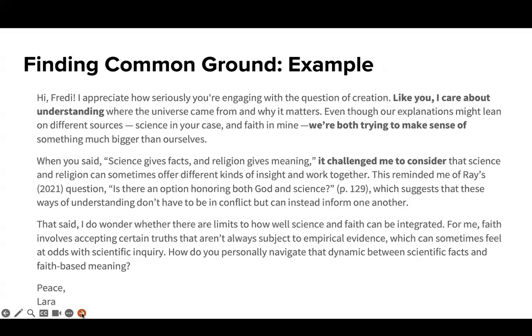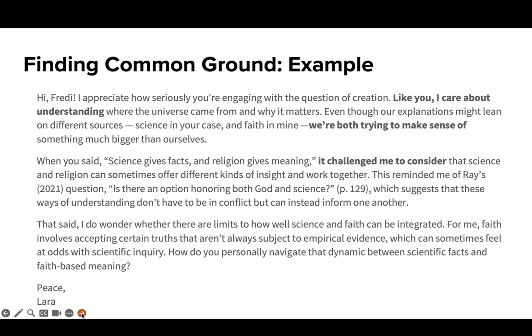So here's an example of perhaps your classmate has written a reply and you are then replying to them to keep the conversation ongoing. Hi, Freddie. I appreciate how seriously you're engaging with the question of creation. Like you, I care about understanding where the universe came from and why it matters. Even though our explanations might lean on different sources, science in your case and faith in mine, we're both trying to make sense of something much bigger than ourselves.